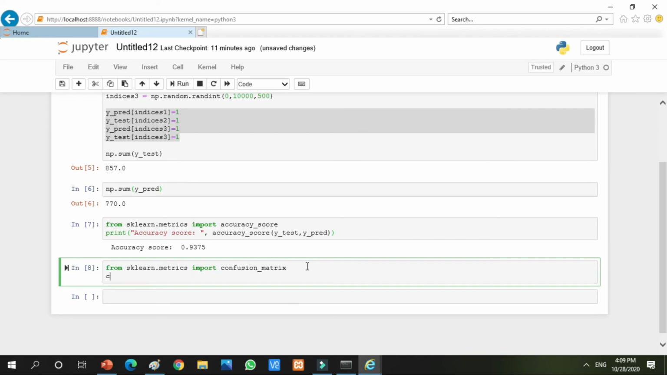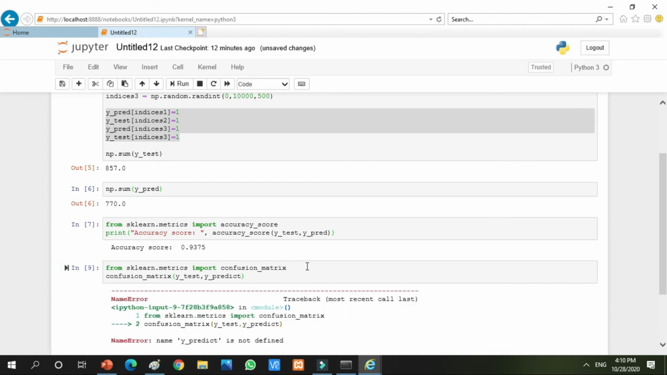Now I want to know the confusion matrix of my array data. So I am writing here confusion matrix, a simple Python command, and now I will write y test, the variable which consists of a lot of zeros, and in some places there are ones. So I want to know the confusion matrix of my randomly generated data. Now I am running this.